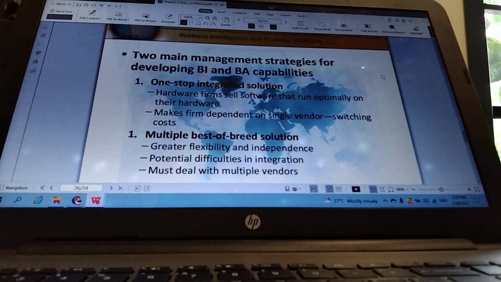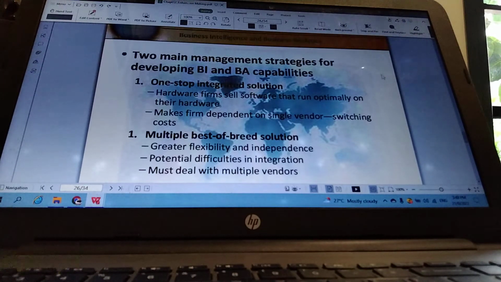So one of the main reasons is for the management to use these BI and BA capabilities as a one-stop integrated solution. The next reason is multiple best-of-breed solutions, as best practices or the best option. The BI and BA has greater flexibility and independence, but with potential difficulties in integration, as you must deal with multiple vendors.